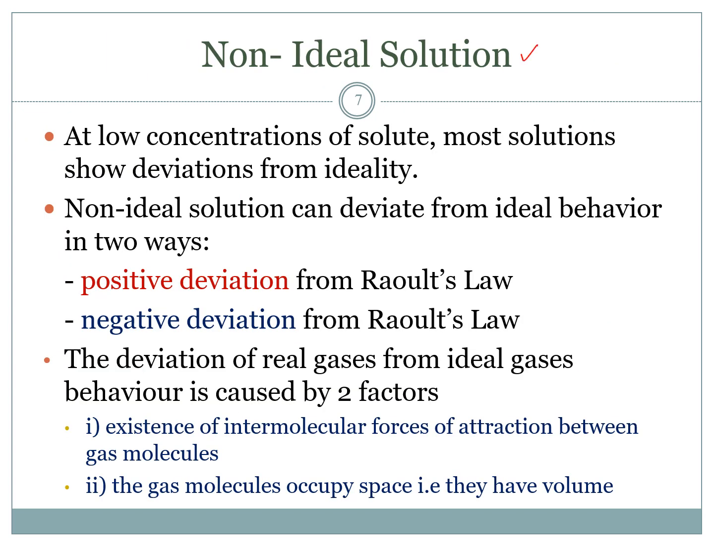Non-ideal solution. At low concentration of solute, most solutions show deviation from ideality. Non-ideal solution can deviate from ideal behavior in two ways: positive deviation from Raoult's law and negative deviation from Raoult's law. The deviation of real gases from ideal gases behavior is caused by two factors, which is the existence of intermolecular forces of attraction between gas molecules, and the second one is due to the gas molecule occupy space, which is they have volume.